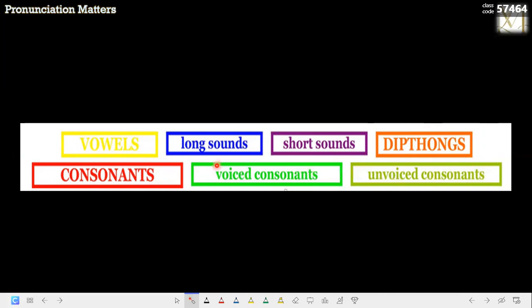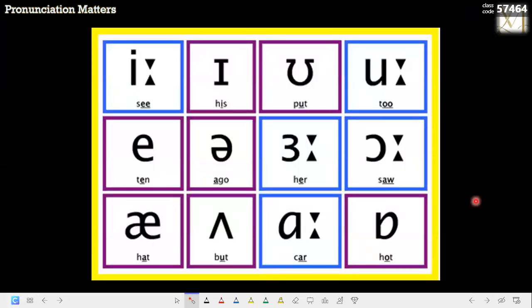So we have many types of sounds in English we need to take care of. Let's have a close look at the 12 pure vowels. The 12 pure vowels, we have /i:/, like the word see.